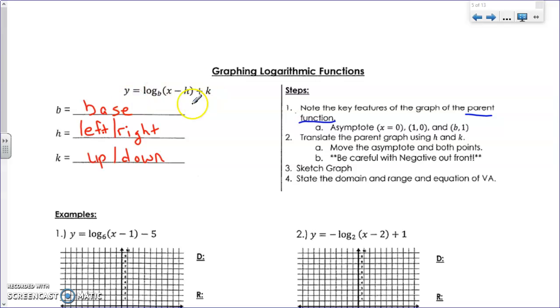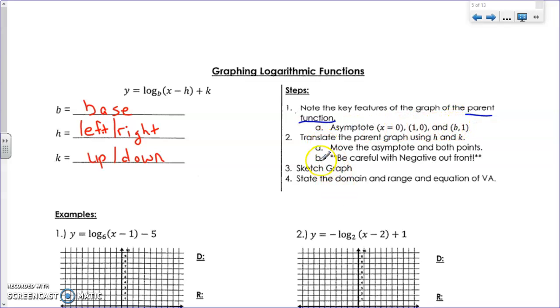All right, so here we're going to talk about the parent function log base b of x minus h plus k. B, like we said, is the base. H moves left or right, comes out opposite. K moves up or down. Note the key features of the graph of the parent function. Parent function, if you remember, is a function that doesn't have any h, k, or the a in the front. The asymptote for the parent function is x equals 0. Some key points always will be 1, 0 and b, 1. Your b is your base and it can change.